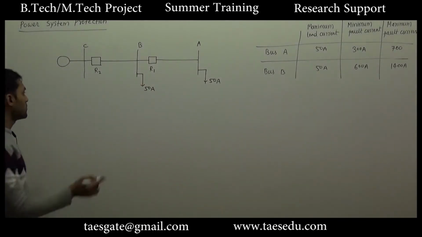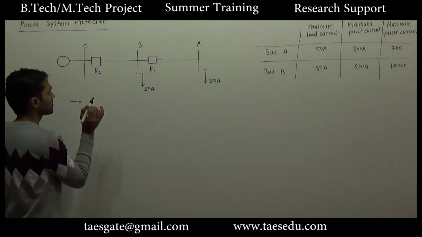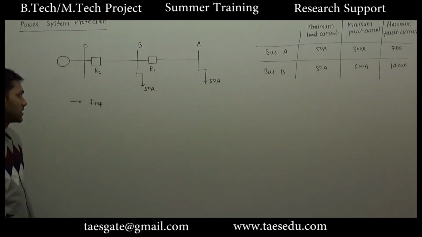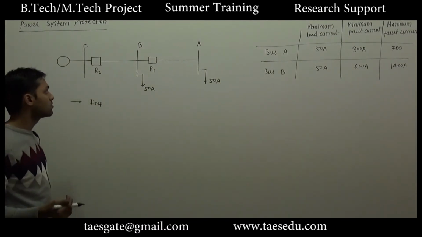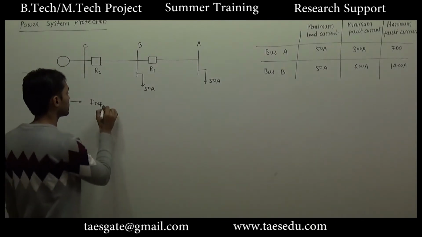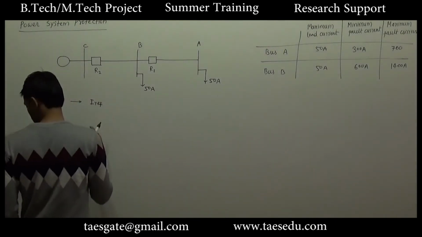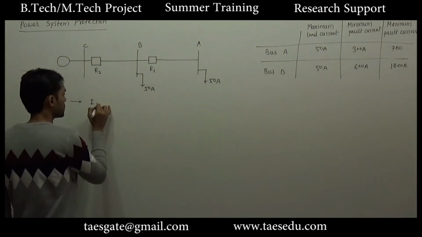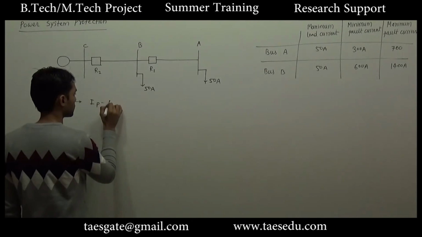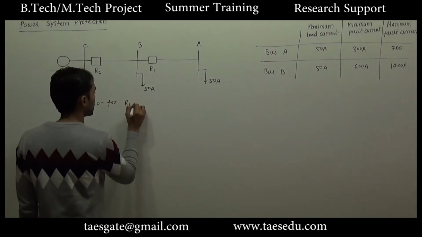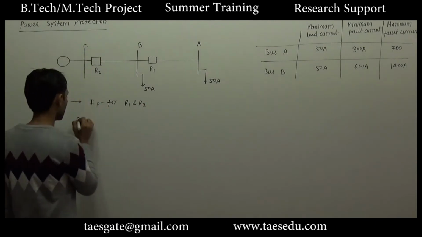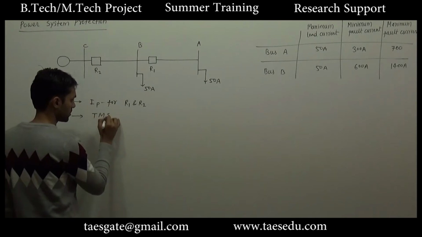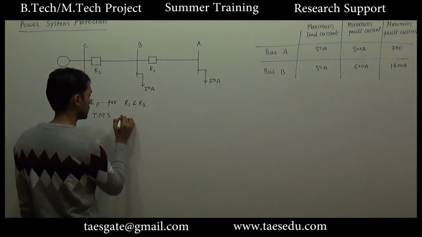Okay, so in this problem we have to set the reference current, because as I said earlier, the reference current is something we can choose for relay R1 and R2, reference current or pickup current. We have to choose the pickup current for R1 and R2. There is another feature that we can choose: the time multiplier setting for R1 and R2.